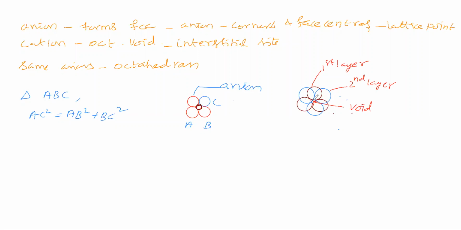So 3 spheres above and 3 spheres below we placed. Like this, if you place, then this is called what shape? This is called octahedron shape, which means this void is called what? Octahedral void. Now, what is the size of this octahedral void when compared to this particle size?